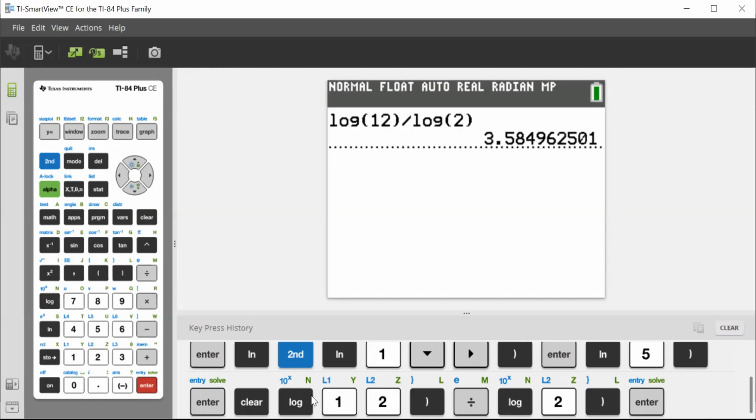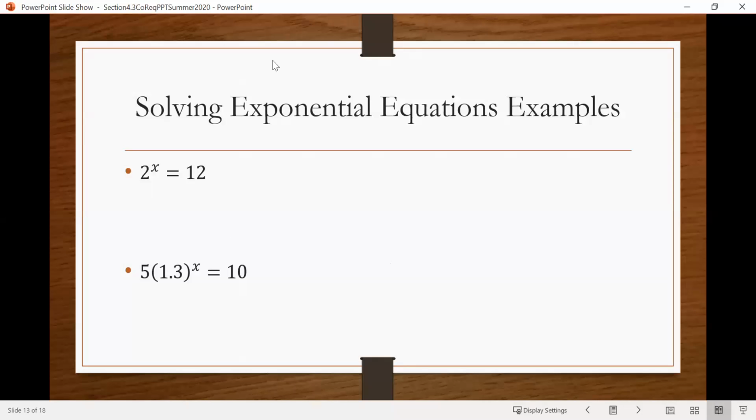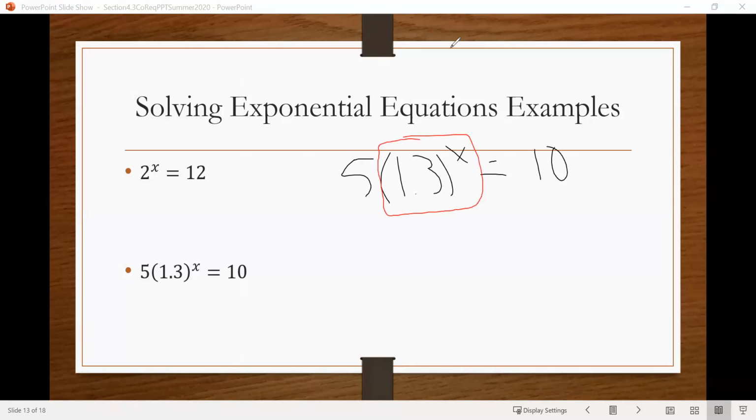All right, let's go back to the PowerPoint and do the other problem. So now we have 5 times 1.3 to the x equals 10. Notice in this one now the exponential term, which is the 1.3 to the x, is not isolated. There's this 5 attached to it. Now, do not multiply the 5 and the 1.3. Why can we not multiply the 5 and the 1.3? Well, that's because the 1.3 is being raised to a power, so we can't multiply those two.